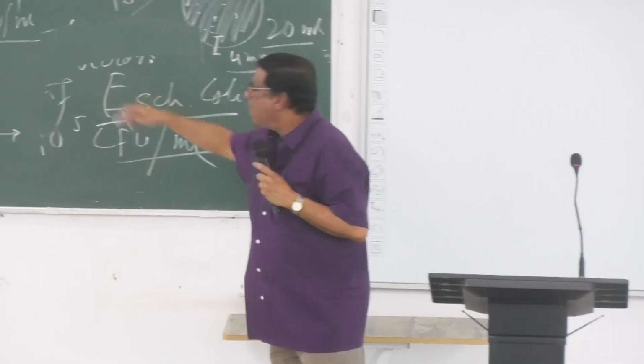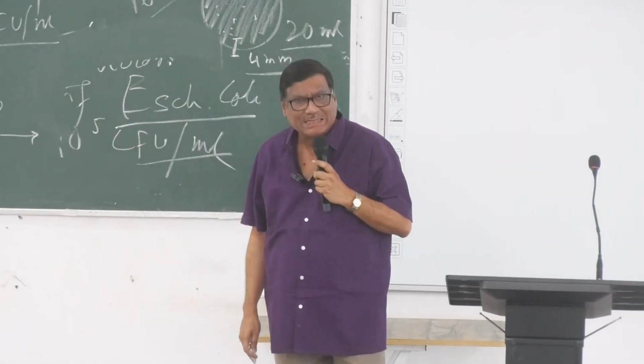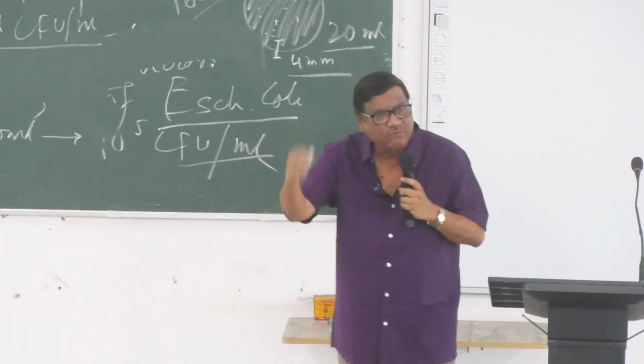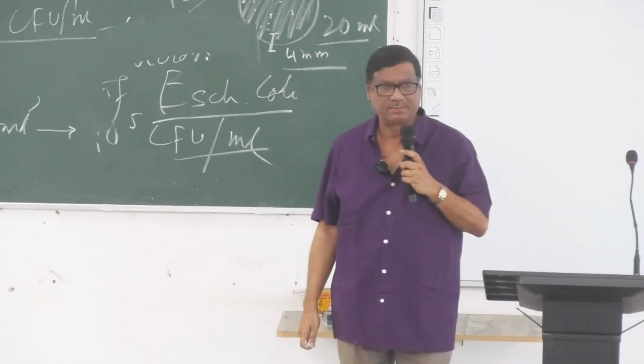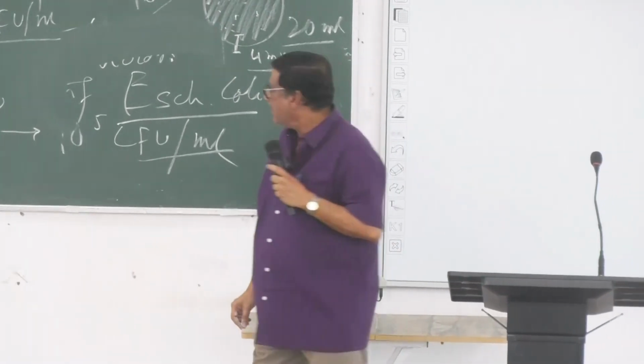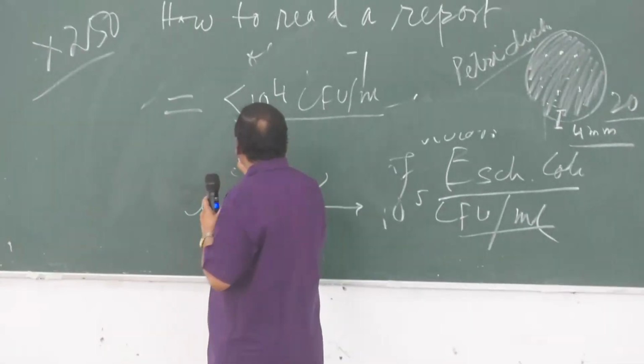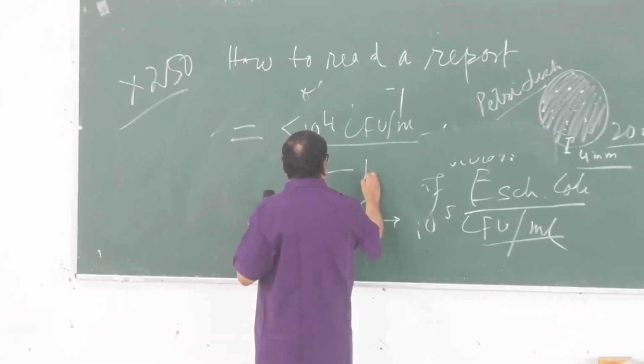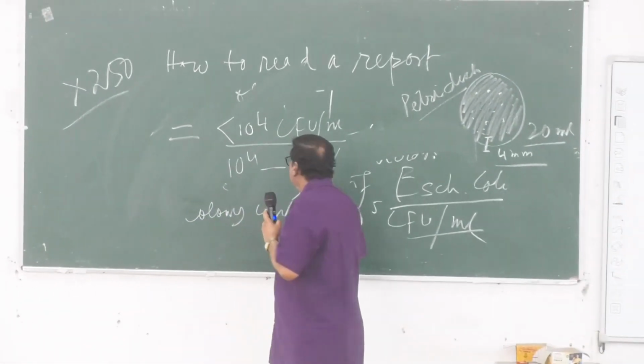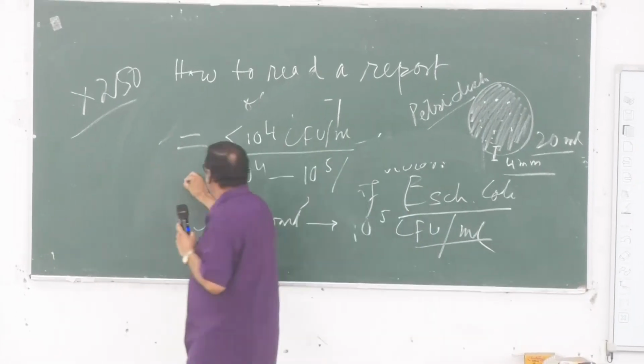Here also, if the colony count is below 10 to the power 4, below 1000, this is insignificant if the patient is immunocompetent. Now if the patient's colony count is within 10 to the power 4 to 10 to the power 5, this may be plus, it may be plus minus.